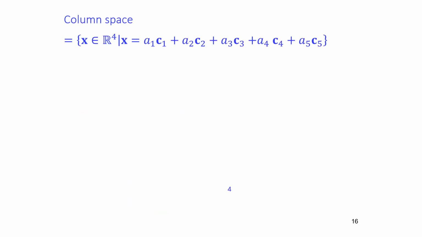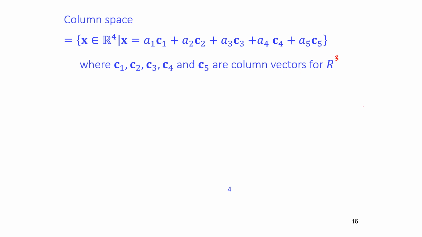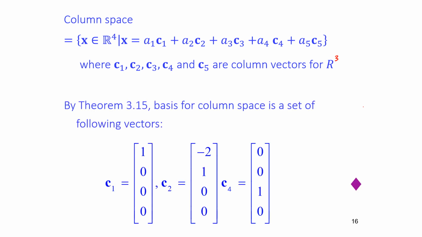As for the column space, we have 5 column vectors in R3, if I'm not mistaken. We will check that later on. Only C1, C2, C4 have a leading one. So C1, C2, C4 are the column vectors that form a basis for the column space.